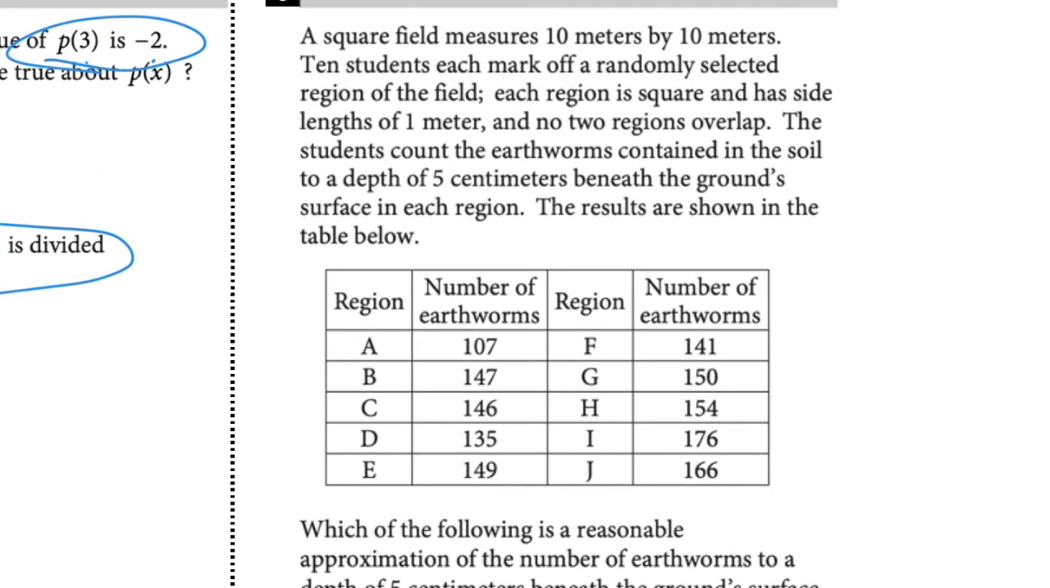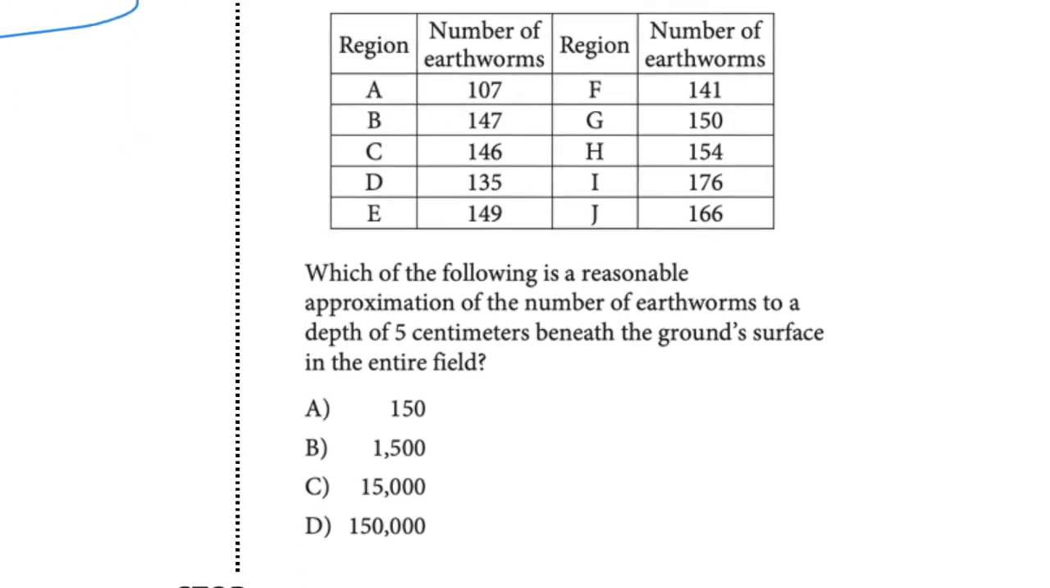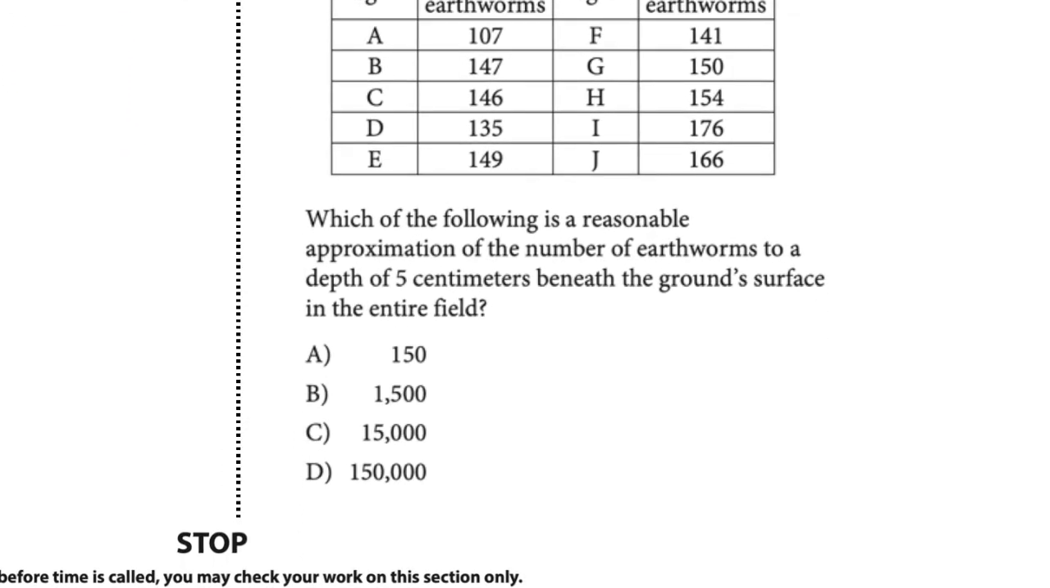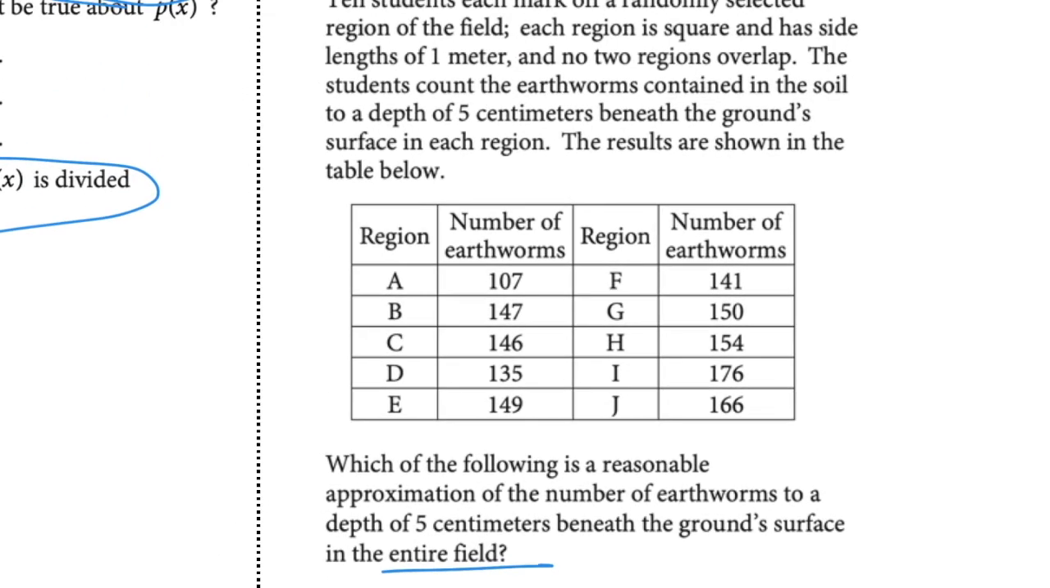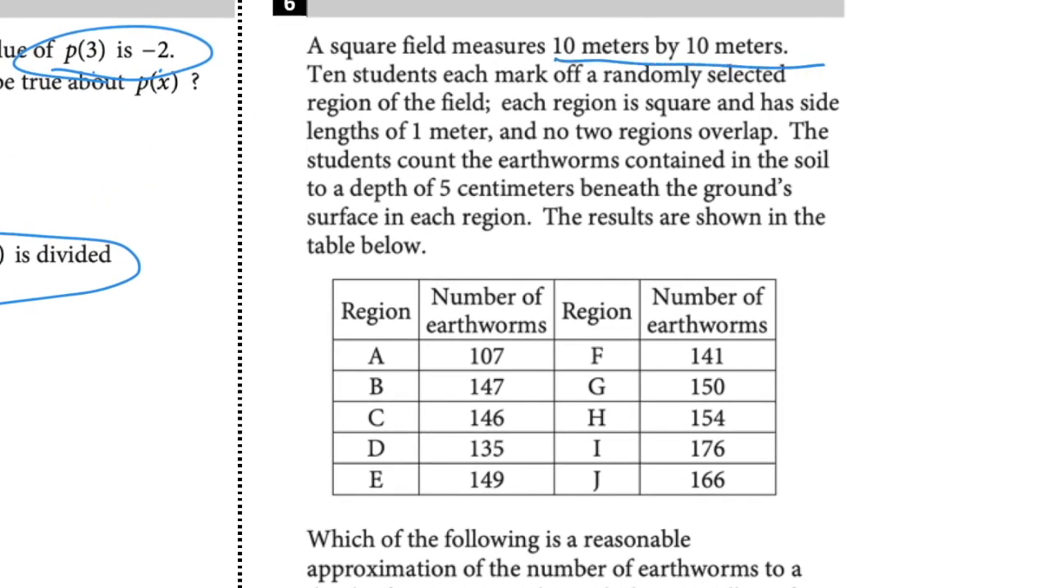So, last question here. Number 6 says a square field measures 10 meters by 10 meters. 10 students each mark off a randomly selected region of the field. Each region is square and has side lengths 1 meter, and there are no 2 regions that overlap. The students count the earthworms contained in the soil to a depth of 5 centimeters beneath the ground surface in each region. The results are shown in the table below. Which of the following is a reasonable approximation of the number of earthworms to a depth of 5 centimeters beneath the ground surface in the entire field? So the entire field is 10 meters by 10 meters.